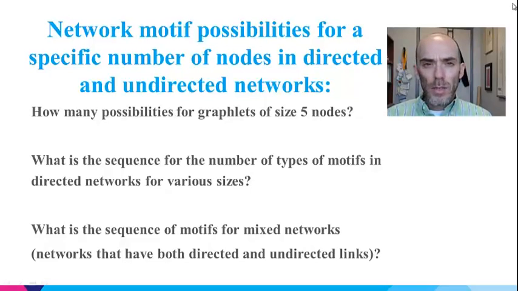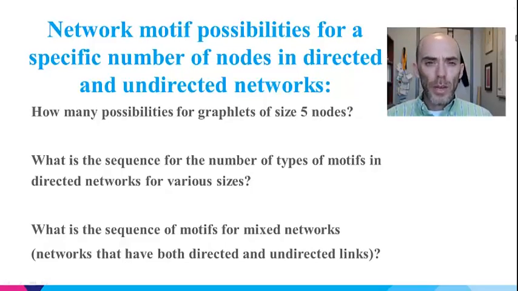So the first thing that we studied with our collaborators at IBM was to identify the sequence of the number of motifs that you can have for various types of networks as you increase the size of the motifs. We looked at undirected networks, directed networks, and mixed networks. In mixed networks, you can have both directed and undirected links. And the cell signaling network that we cared about had mixed directed and undirected links.